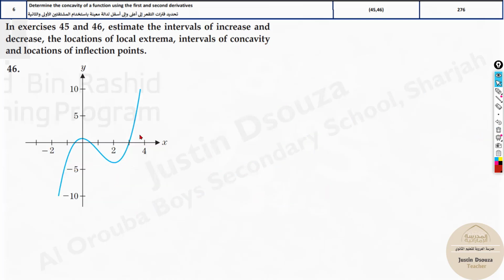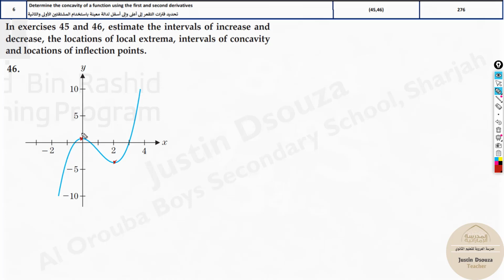Now you can try this problem by yourself, same like what we just did. I will solve it up over here. First, let's mark the increasing, decreasing points over here. So from minus infinity, it increases up until 0, and then over here till 2, and then it goes again up.